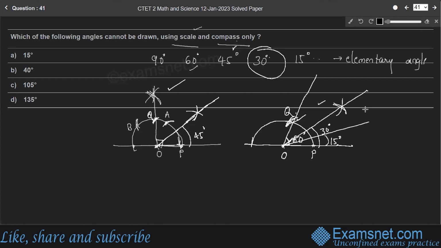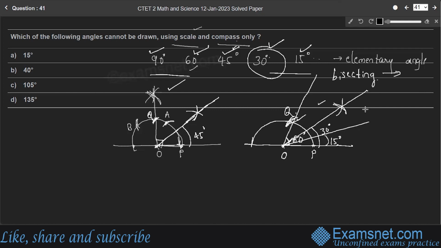So in each case, you are dividing one angle. If you divide a 90-degree angle, you will get 45 degrees. If you divide a 60-degree angle, you will get 30. If you divide it still further, you will get 15 degrees. By dividing one angle, you get another angle. So by bisecting angles, you get two more angles, and more angles can also be drawn. Therefore, using scale and compass, you can draw these many elementary angles.